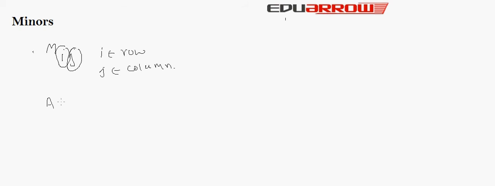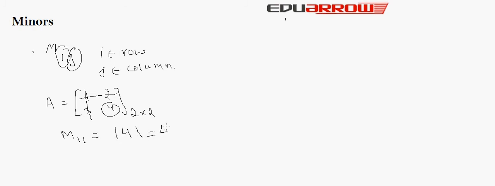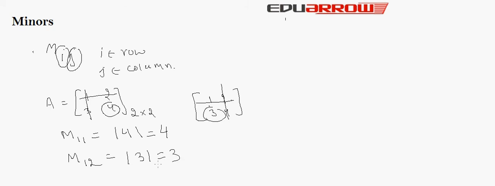Now, if A is a matrix of order 2, suppose this is the matrix of order 2, and we have to find the minor of its elements. Then M of 1 1 will be the remaining element in determinant form, that is, this, which is equal to 4. M of 1 2, first row and second column, is equal to 3.